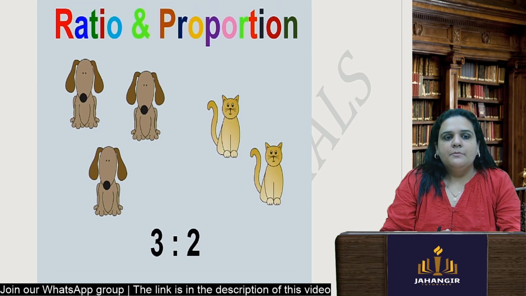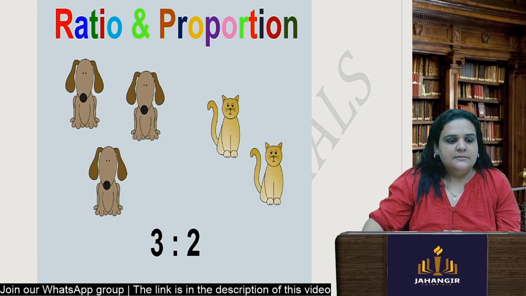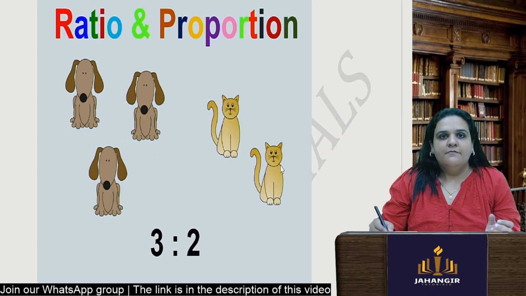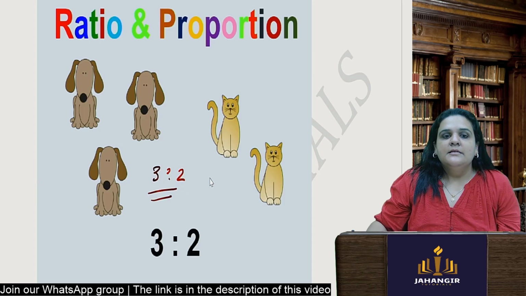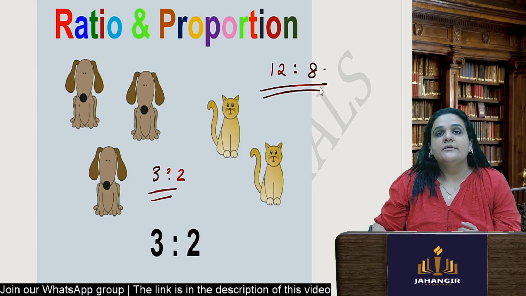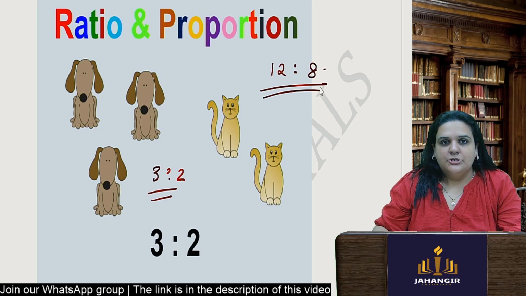Ratio and proportion means what? For example, where I put this image, there are 3 dogs and 2 cats in a given vicinity. What is the ratio of the dogs to cats? So it is 3:2. Similarly, if there are 12 boys in the class and 8 girls in the class, the ratio is 12:8. You can simplify the ratio.